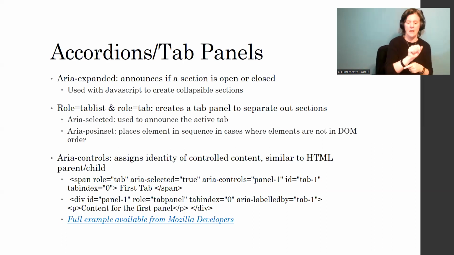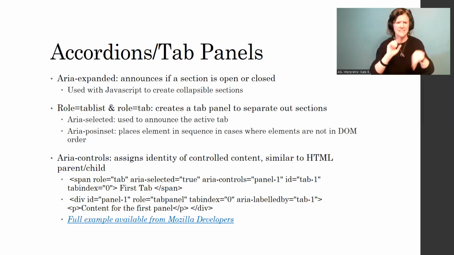Tab list and tab, these can be used to make tab panels, for example, for different settings pages or different types of content that you might move through on a site. You'd use the selected role to announce the selected tab, which one is currently in focus. ARIA position inset lets you specify where something should appear. Places it in the correct sequence. And then ARIA controls lets you set up the relationships of the related content.